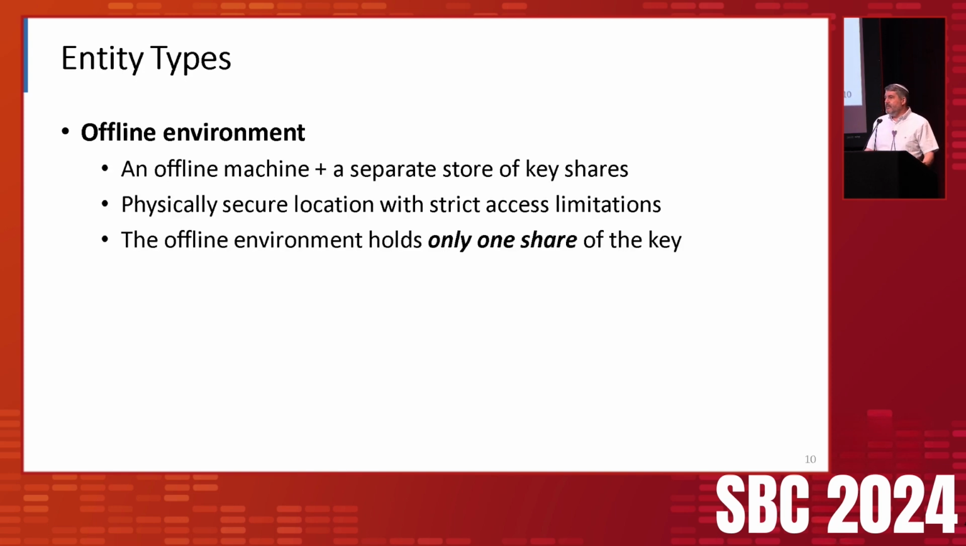So the offline environment is what you would expect, some type of offline machine, and a separate store of key shares. Exactly how that is built and what is done, these are things that we are not going to talk about. But I will say that it's a physically secure location with strict access limitations. So a lot of control around this environment. Importantly, unlike classical offline environments, in CryptoCurrencies Vault, the offline environment only holds one share of the key. So it's not a single point of failure.